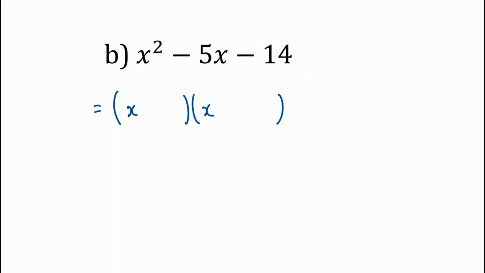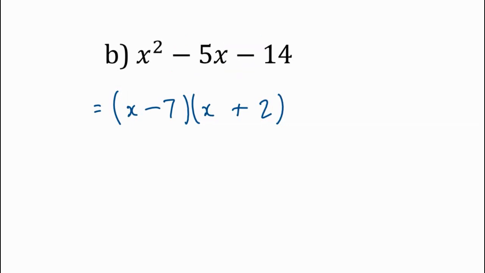So not many things multiply to 14, so this is clearly 7 and 2. And now I have to figure out which one's positive, which one's negative. And I want the answer to be negative 5, so I need the 7 to be negative. Negative 7 plus 2 is negative 5, right? And that's what I mean by the difference has to be 5. 7 minus 2 is 5. And I know that they have to have different signs because the product was negative.